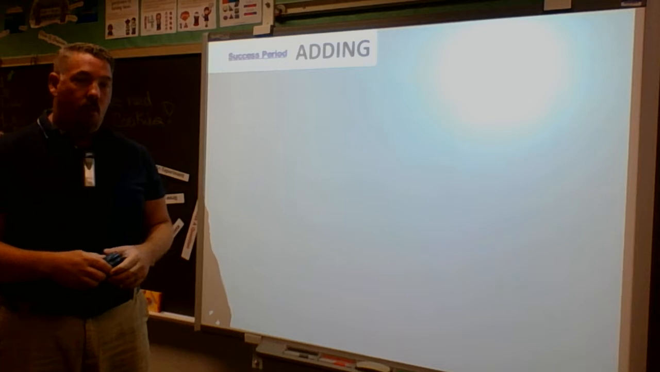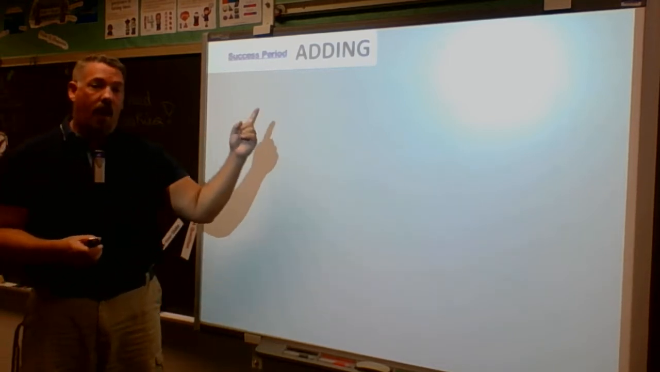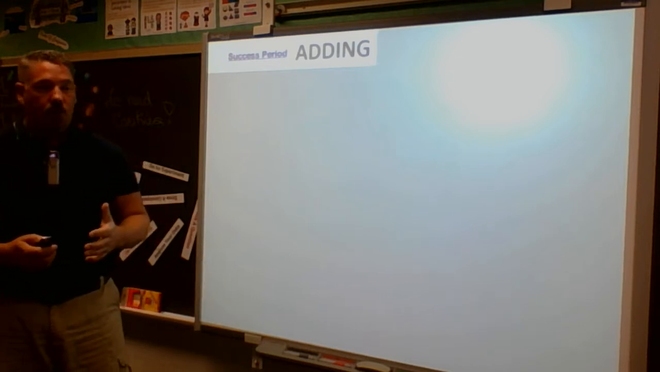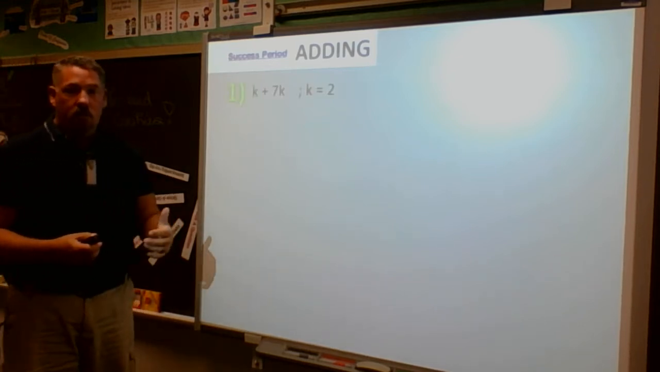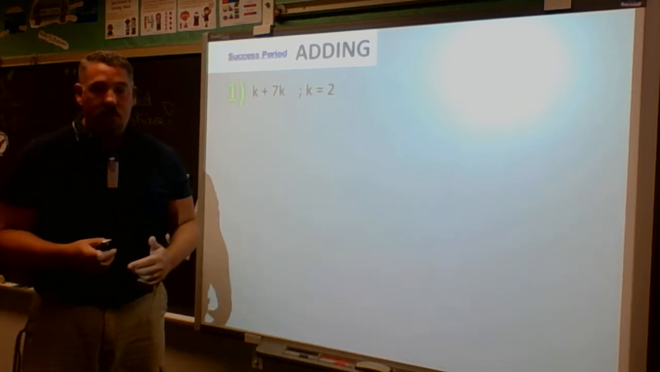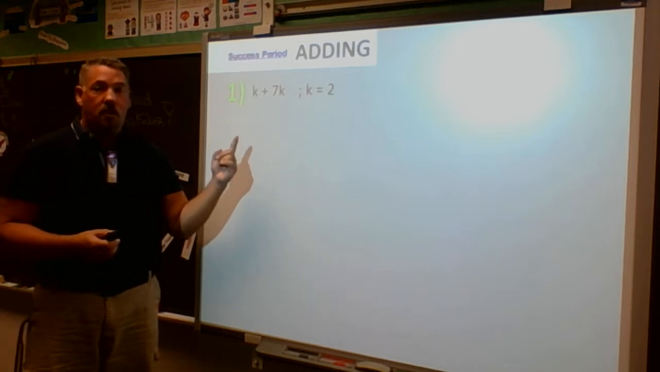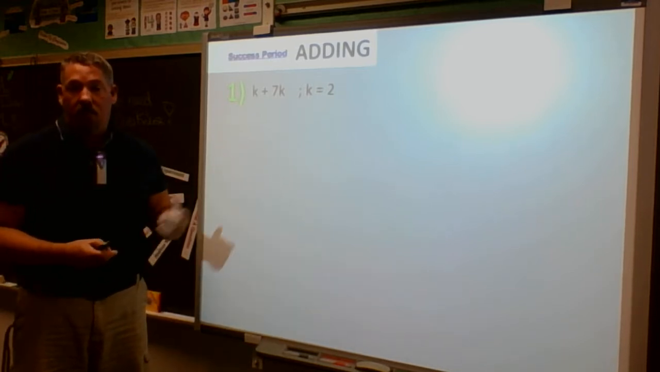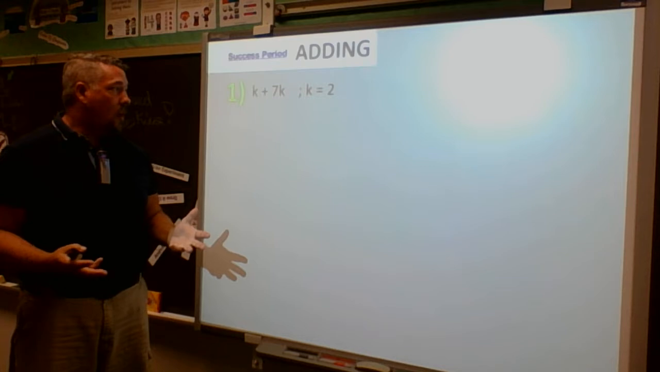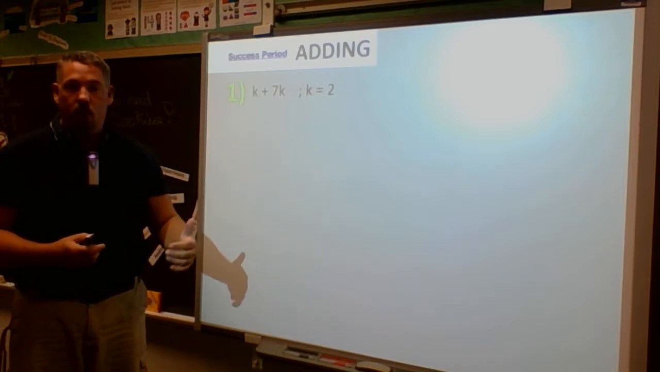So you have 8 different problems that we're going to work through together. You're going to follow along. And the first 4 deal with adding. So on these first 4, we have the problem that's set up for us. They tell us k plus 7k. And then they say, well, k is equal to 2. So this is an expression, not an equation. It's an expression because there isn't an answer with it or an equal sign. If it was an equation, then I would know what it was equal to.